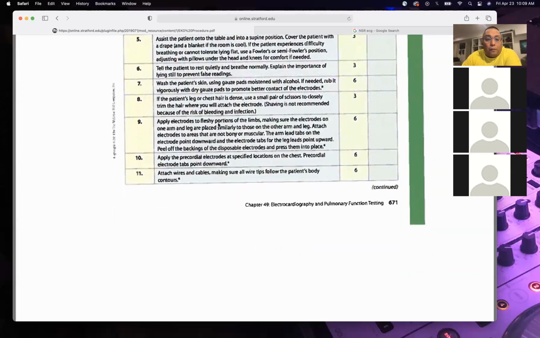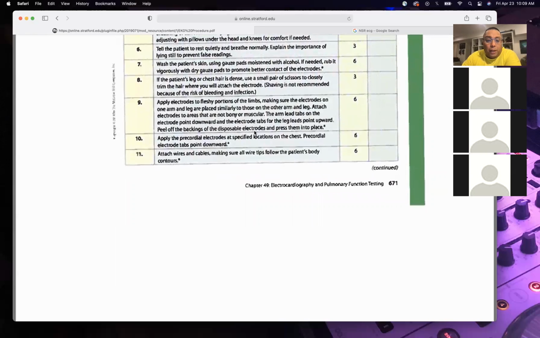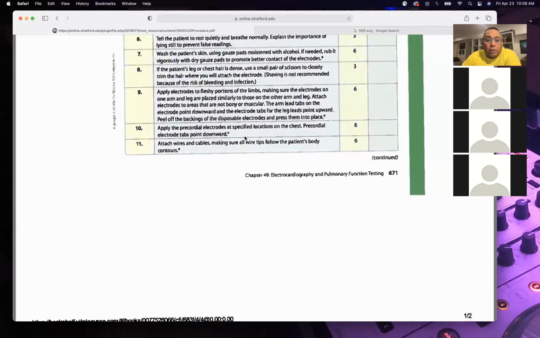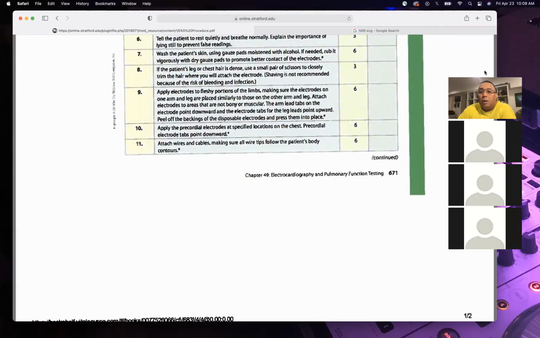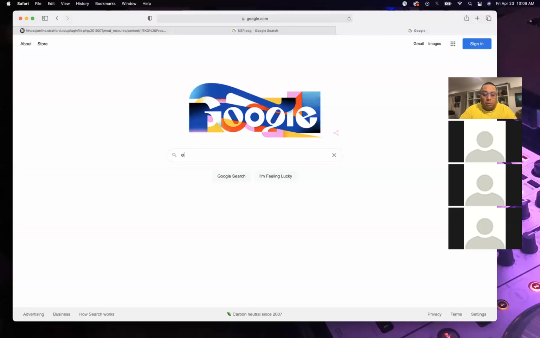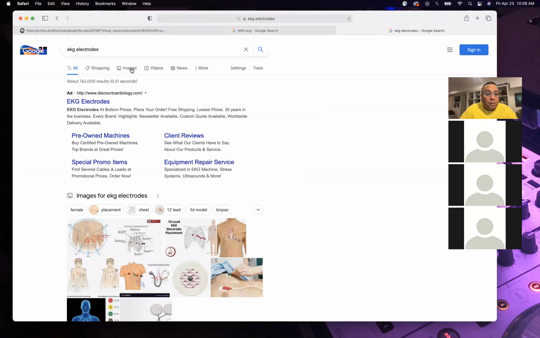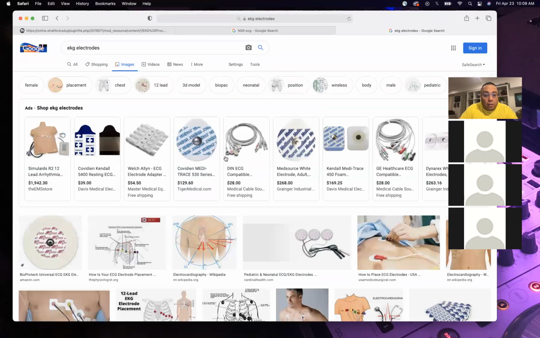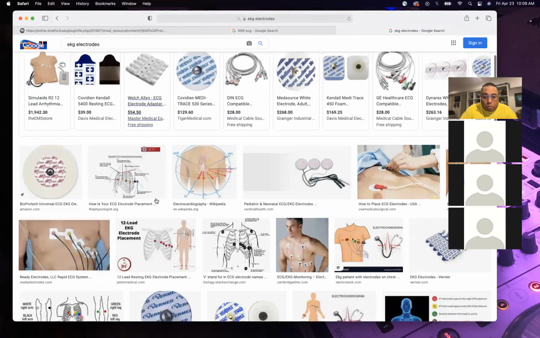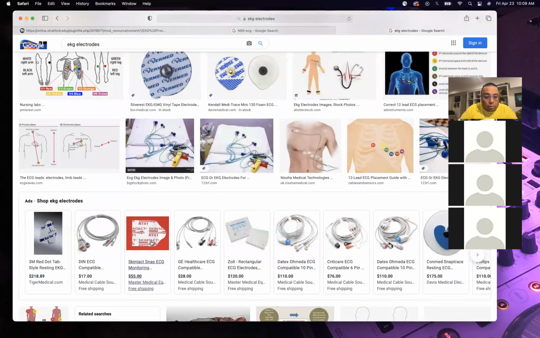Apply the electrodes to the fleshy, fatty portions of the limbs, right? And we talked about that in place. Put your precordial leads with the tabs pointed down. And what are the tabs? They're this thing. Now, this is the old school one, but these are new school ones. Why are they showing all the old school? Here you go.